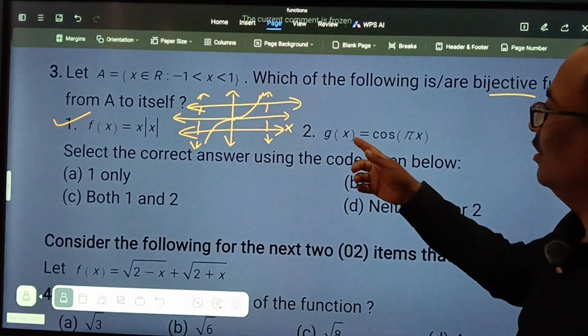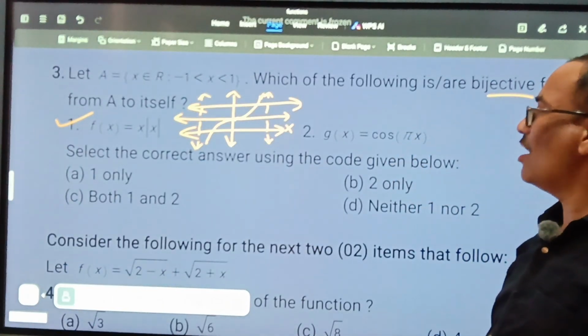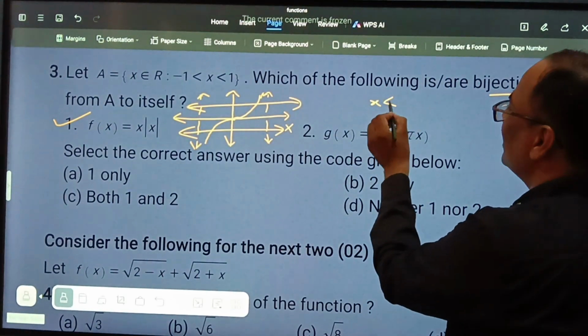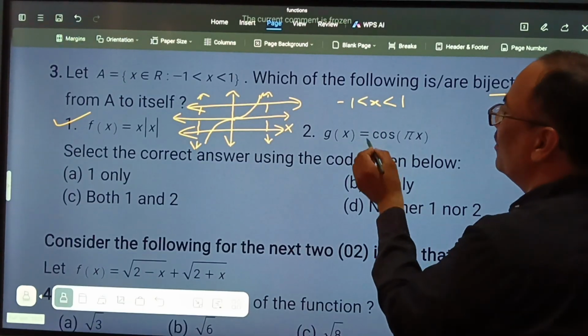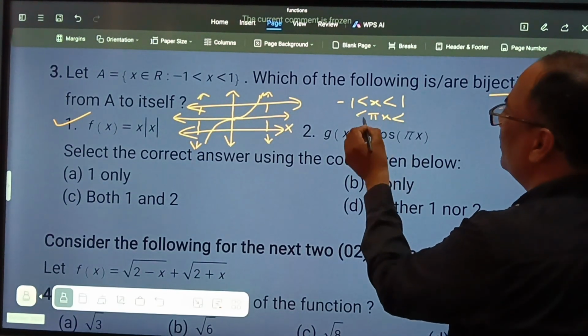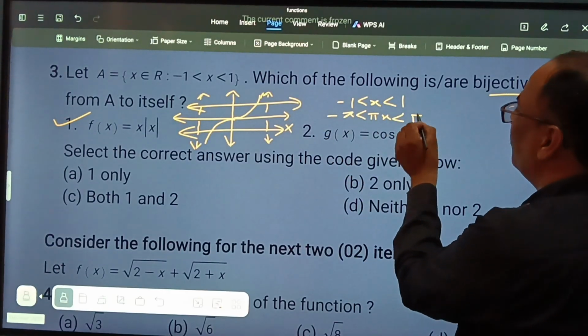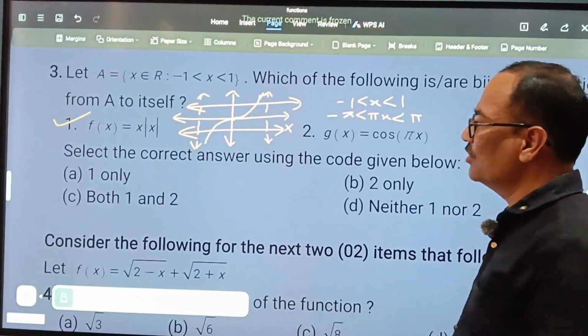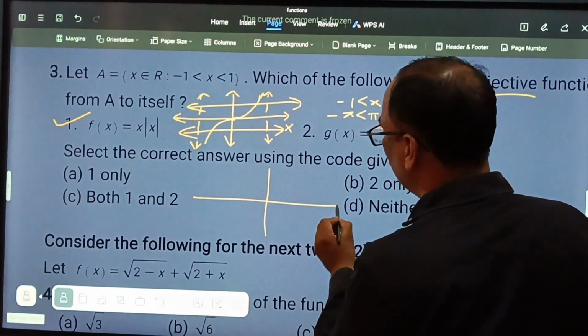Next function is what? g(x). g(x) is cos pi x. Cos pi x, where x lies between minus 1 and 1, so pi x lies between minus pi and pi. Now if we want to draw the graph of cos, how to draw it?